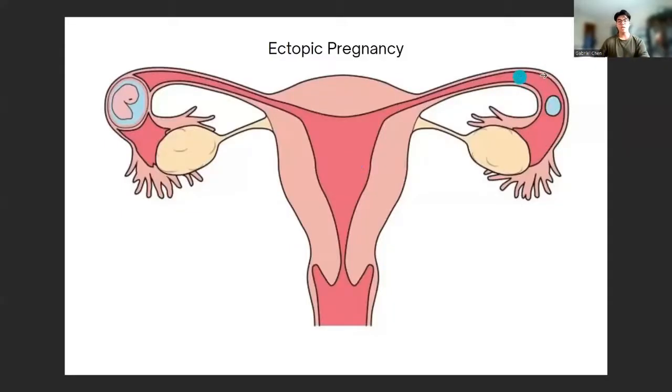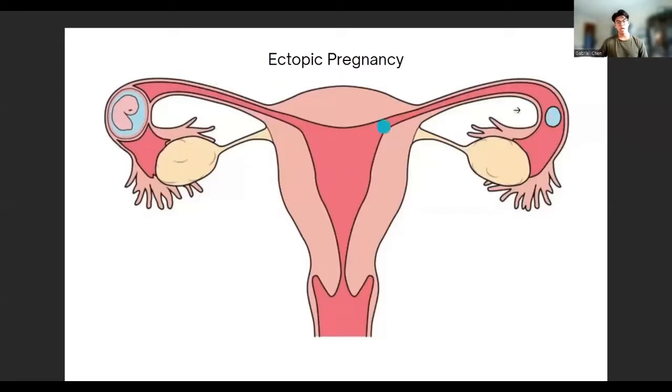So in an ectopic pregnancy, as you can see in the picture here, it is a complication in which the egg was fertilized and the fetus has begun developing, but not in the uterus where it should be. Instead, it develops in one of the fallopian tubes, as you can see towards the right and left side here, which results in a lot of complications for the mother.